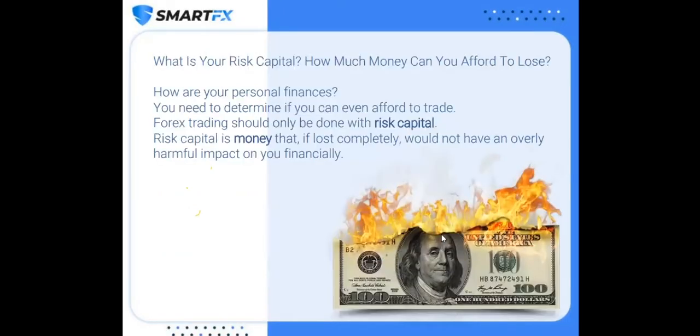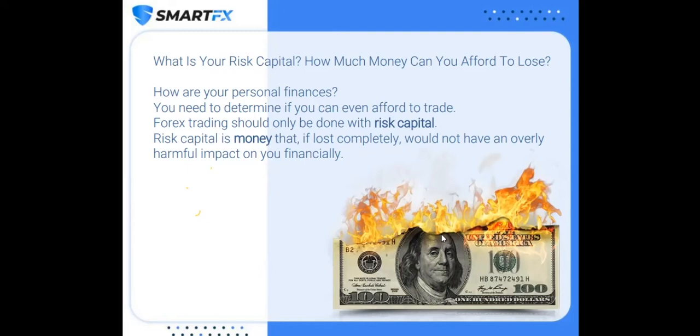Now, what is risk capital? How much money can you afford to lose? Very big question. We had a Forex Expo for the last 2 days, and I was quite busy with it. I met a couple of people, and they told me that they want to start with a small amount of money, and asked what I advise. So the first thing, make sure that whatever you are ready to put in, you are ready to lose, with that mindset.